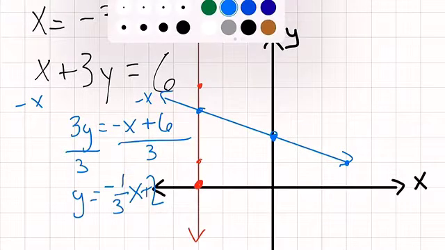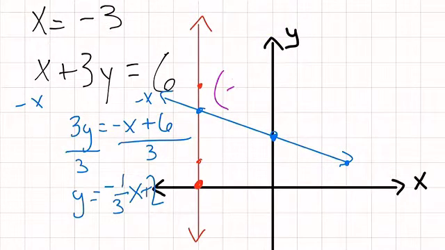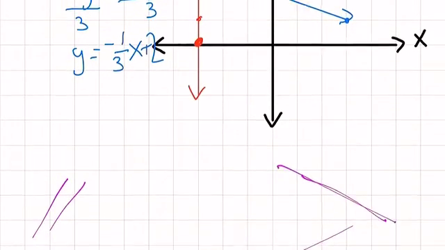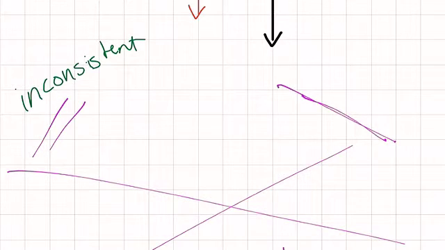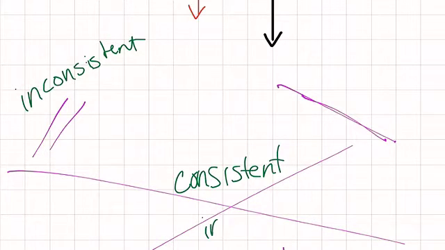So again, we can see that the solution is at negative 3, 3. There are other things we can have besides lines that are consistent and independent. This right over here is actually called inconsistent. They have no points in common. These are consistent and independent. They are separate lines.